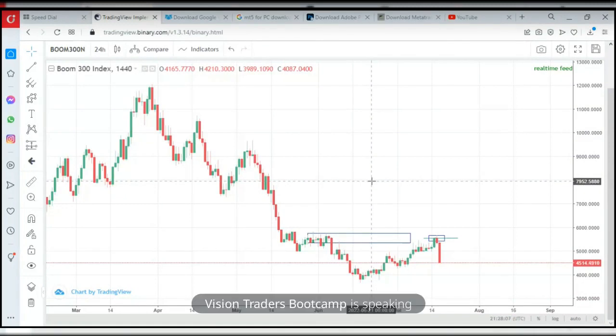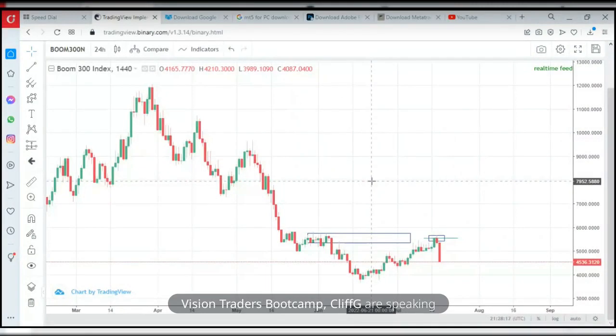Price is time. It's all about waiting. You wait. All right, so let's see how this will go for us. Let's backtest on our charts.